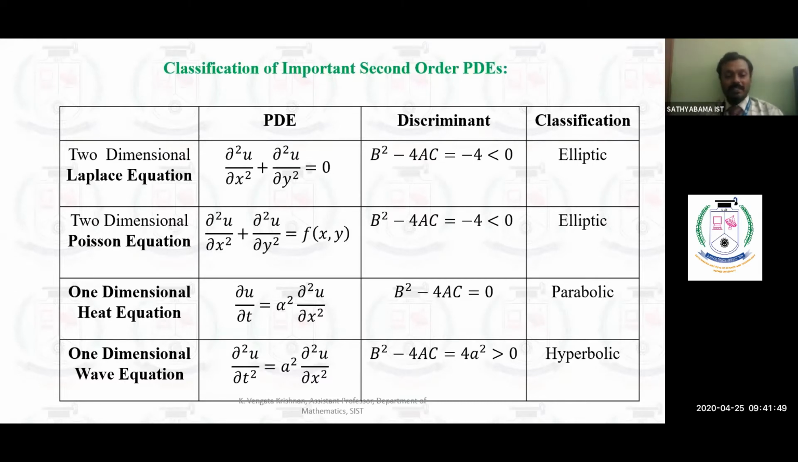Similarly, now the next is the case of the one-dimensional wave equation. So here again A can be taken as 1, C is minus a², and B is 0. Therefore B² minus 4AC is 4a². a being under the square term, it's always greater than 0. Also by definition in the one-dimensional wave equation, a² is tension by mass, which is going to be a positive quantity. So 4a² is always greater than 0. So this will be a hyperbolic partial differential equation.